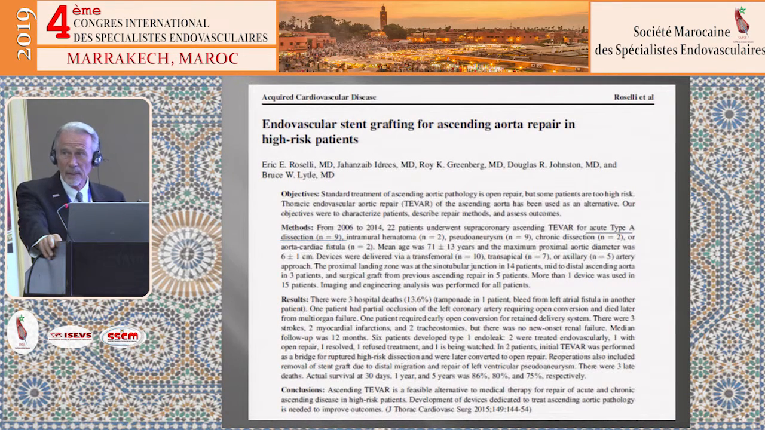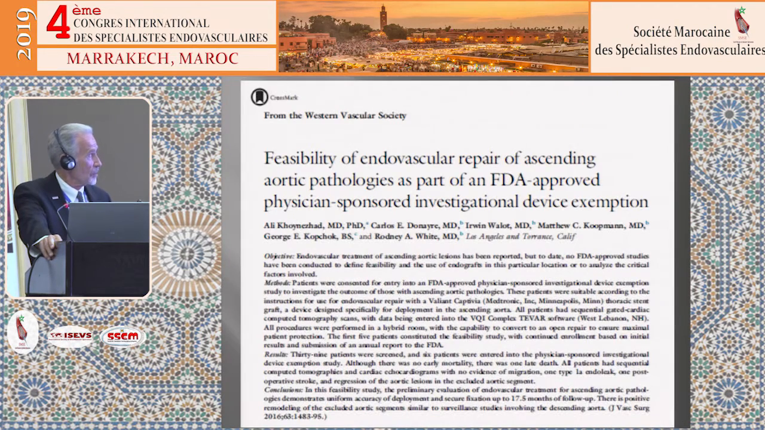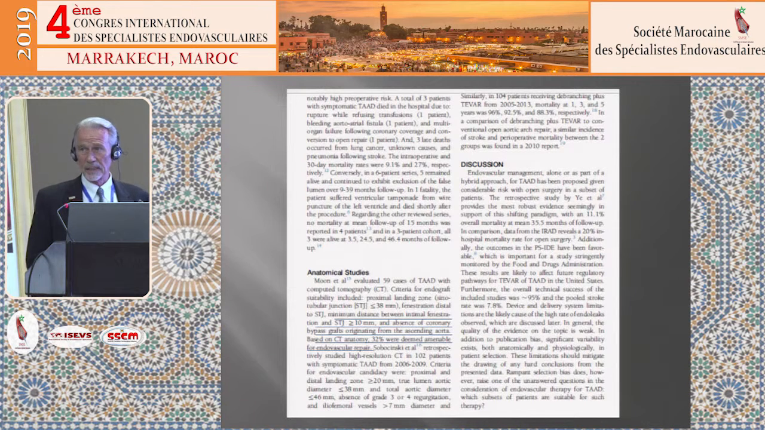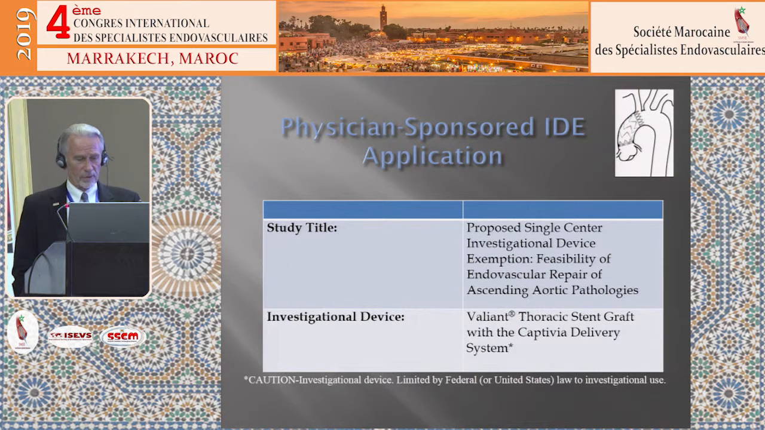Now, there have been several reports in the literature looking at ascending grafts for various indications, including dissections, as I'll show you in a moment. This is another paper we published, trying to estimate what percentage of patients might actually be candidates for ascending grafts compared to surgery. There's speculation that this may be as high as 30% or more. So it's not an insignificant group of patients.